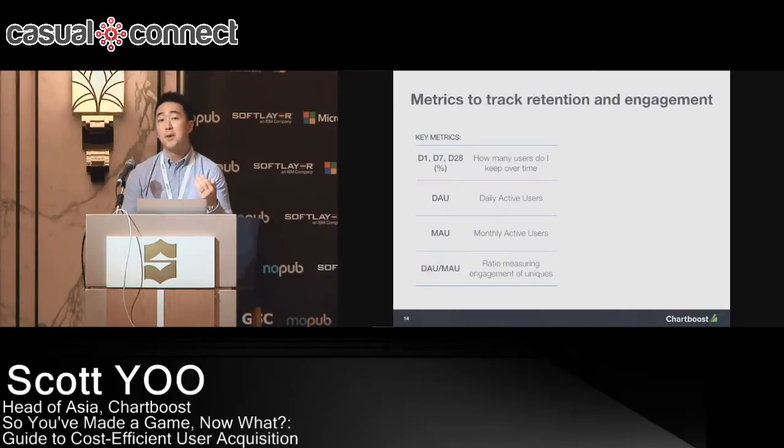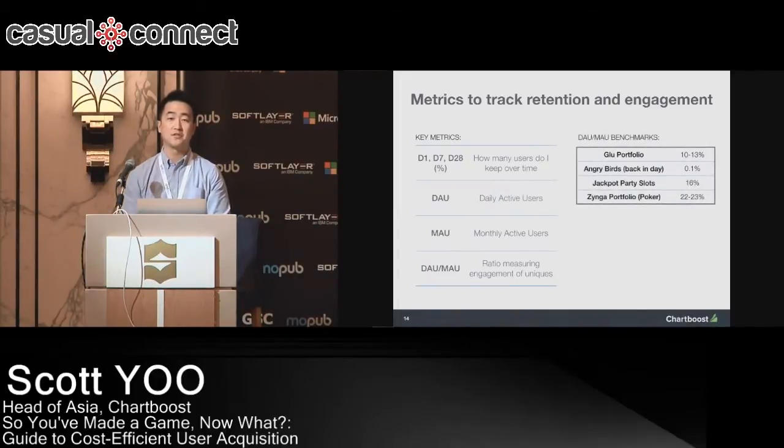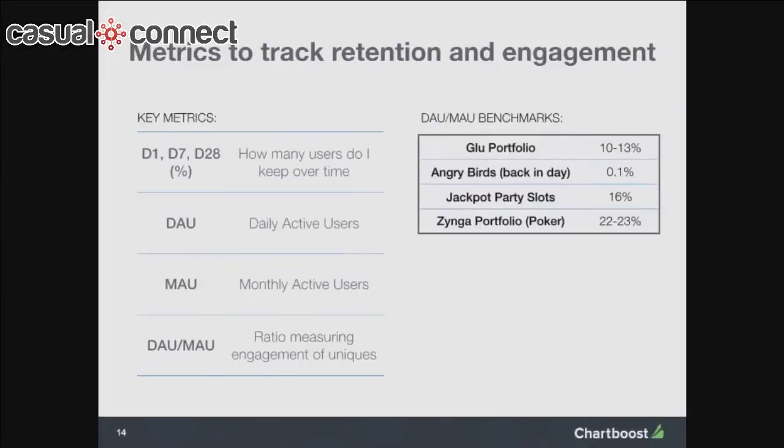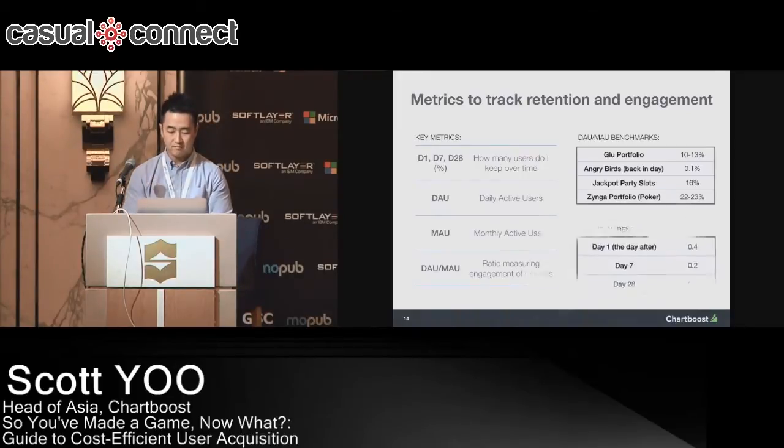Daily active users versus monthly active users, the ratio measuring engagement of uniques. I wanted to share some benchmarks of daily active users and monthly active users that you're seeing. The Glu portfolio is seeing 10 to 13%. Angry Birds back in the day saw 0.1%. That alone shows you that things have changed dramatically between the number of active users that are alive right now in the world and daily active users against monthly active users. The percentage is really changing between Jackpot Party Slots and the Zynga portfolio, between 16% and 22 to 23%.